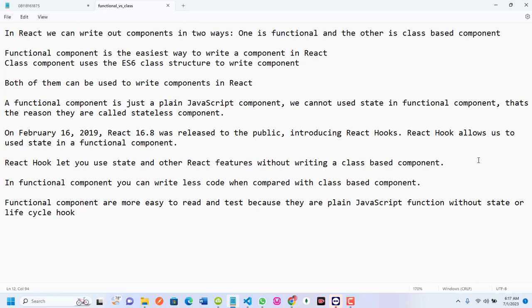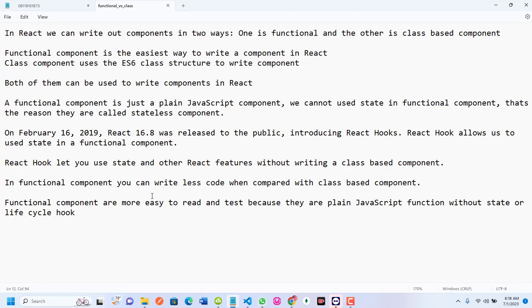But because of the ease of writing functional components, and because React Hooks have made life easy, we can stick with functional components since there's a state now, all thanks to React Hooks. And in this tutorial, we'll be sticking with functional components. In functional components, you can write less code when compared with class-based components. So you can see one of the advantages of functional components: you write less code, unlike class-based components, where you write more code. Functional components are easier to read and test because they are plain JavaScript functions without state or lifecycle.